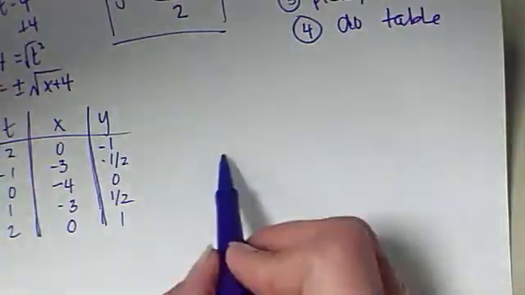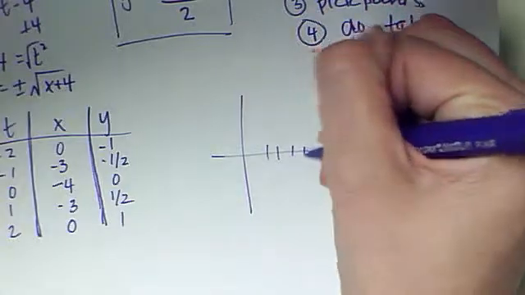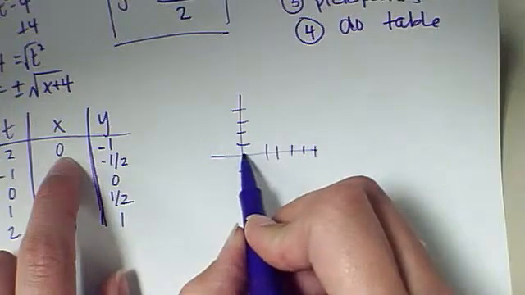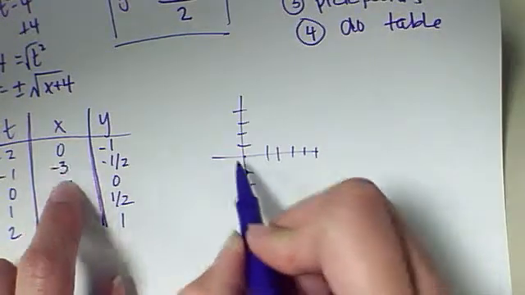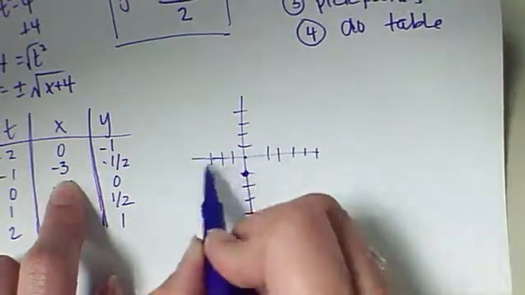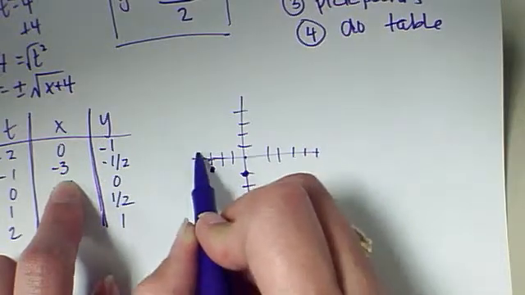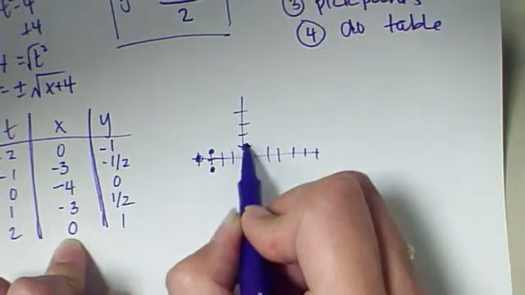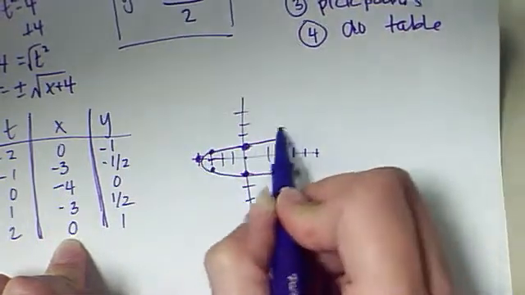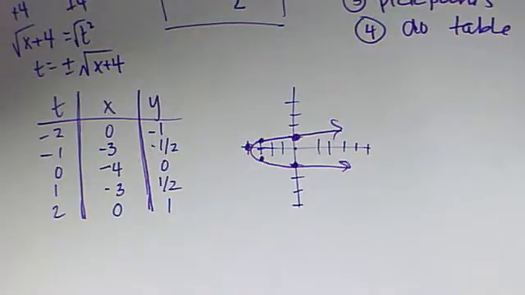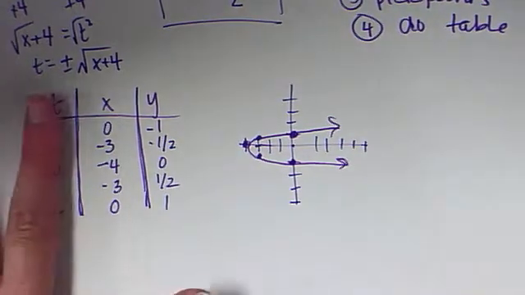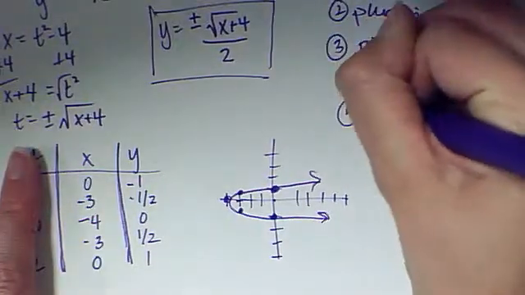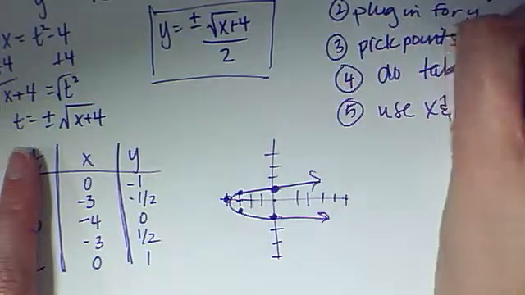Now, when I go to graph this, I'm going to do this the traditional way using an x and y axis. At 0, it's -1. At -3, I've got to make sure that's on there first. I'm at -1/2. At -4, 0. At -3, 1/2. And at 0, 1. And you should be able to see that this is a curve facing in this direction. Notice that when I did my graph, I eliminated my parameter t and just used my x and y part to graph. So probably step 5, use x and y to graph.